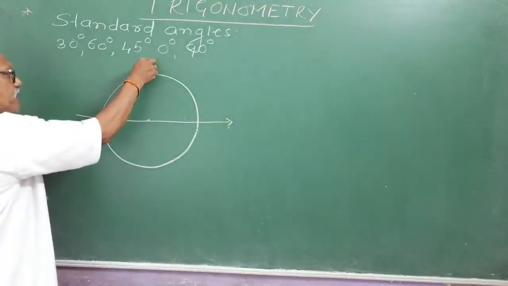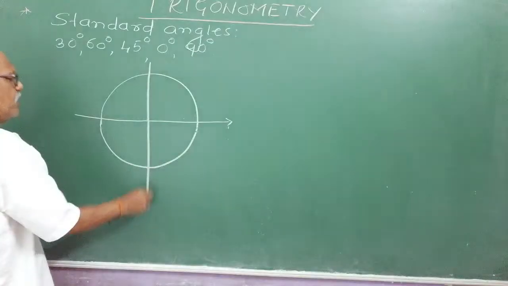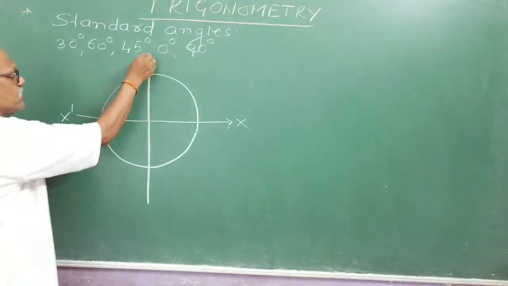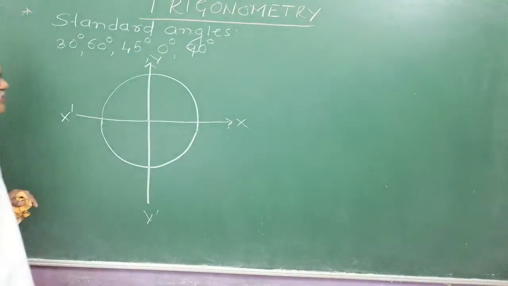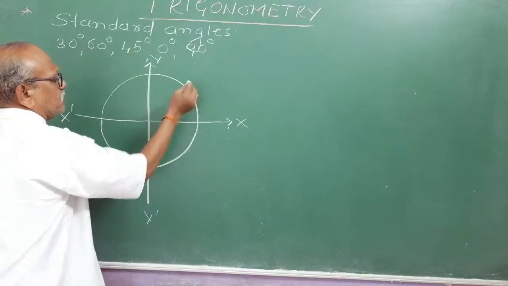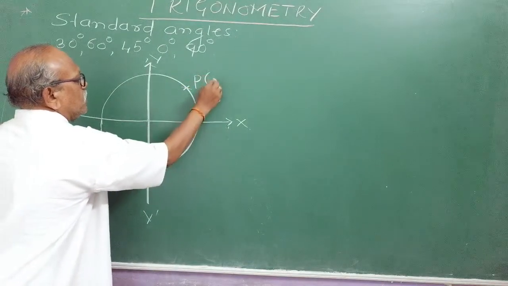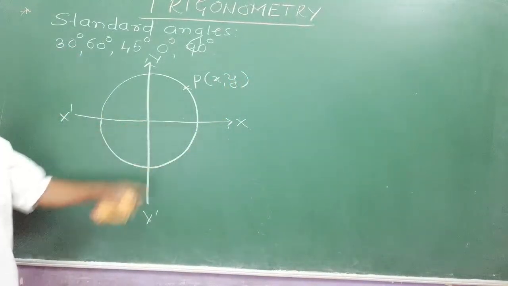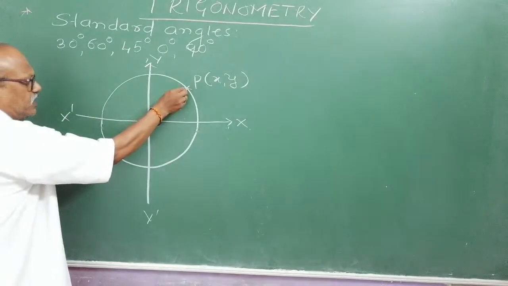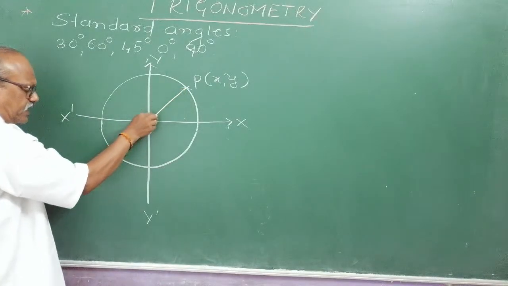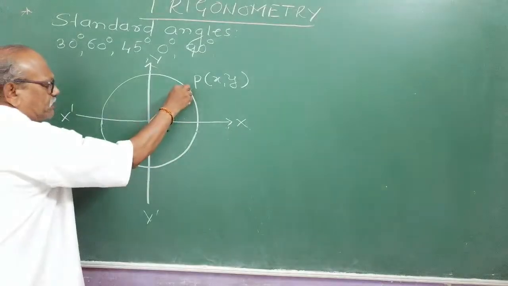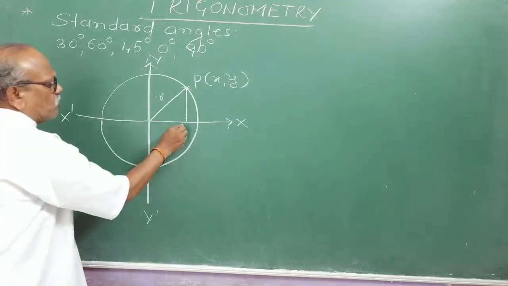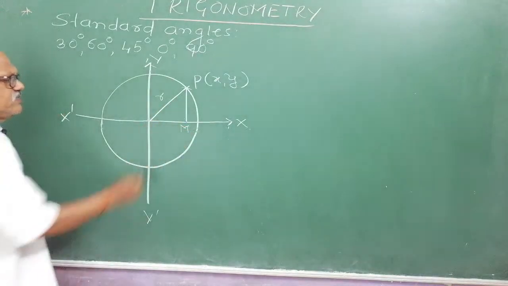Open your notebook, pen and paper, and this is x-axis, x dash. This is y dash. Let me take a point P here. Point P. In the first quadrant, if you take a point P(x, y), the coordinate geometry you studied in the 9th standard, even you are studying in the 10th standard. And let me draw a perpendicular here. Let r be the radius. Let us draw PM perpendicular to x-axis.